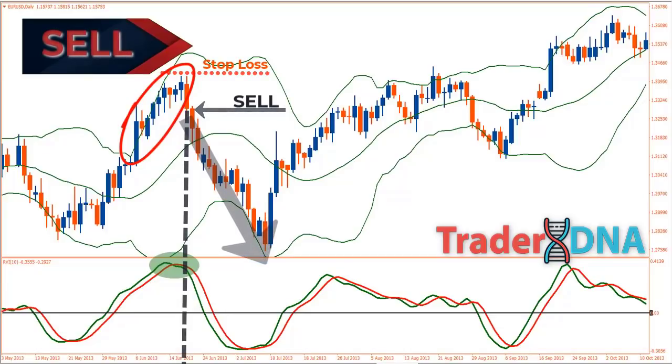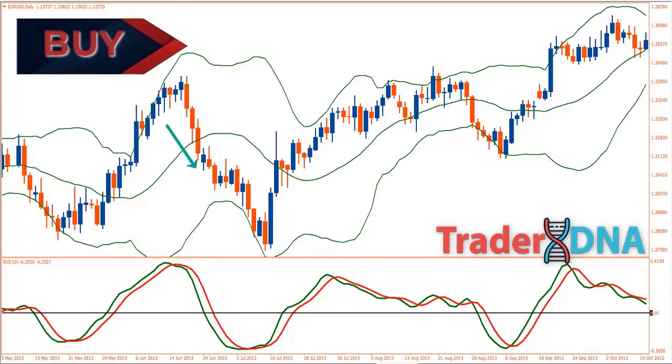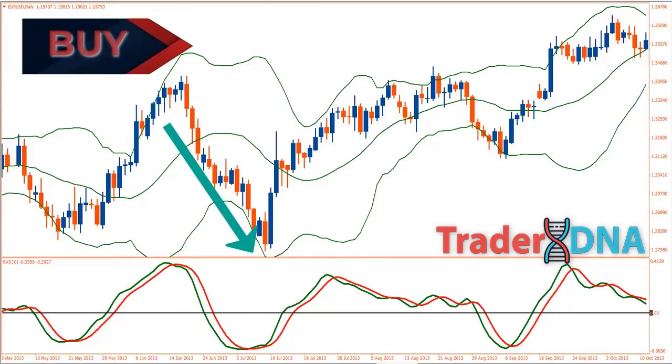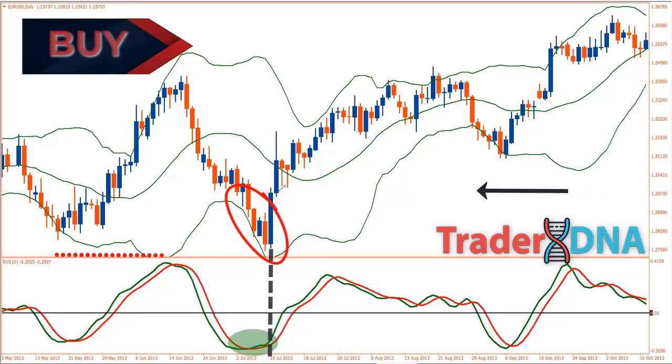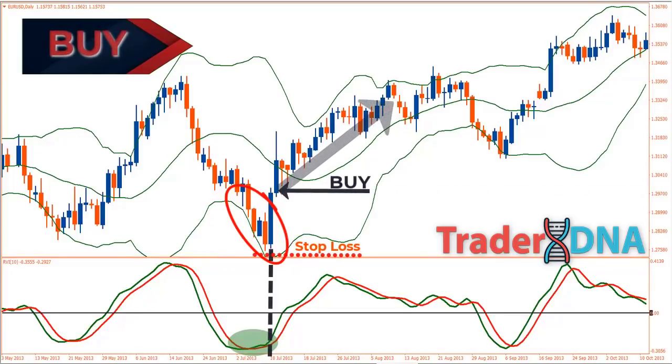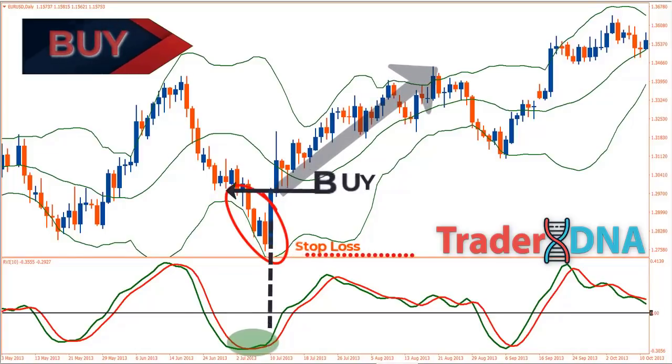Here are the rules for entering a long position using RVI and Bollinger Bands strategy. First, a downtrend must be clearly present on the price chart. Second, the price bar must be closed outside the lower Bollinger Band line. Third, the signal to buy emerges when the quick, or green RVI line, crosses the slow, or red signal line from below in the oversold area. After the reversal is confirmed on the price chart, open a buying position with the stop loss behind the local low. Here are other examples of relative vigor index and Bollinger Bands trading strategy.